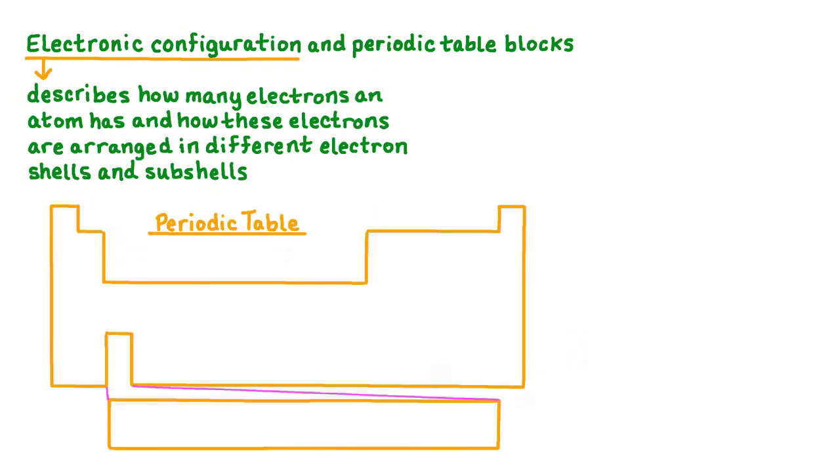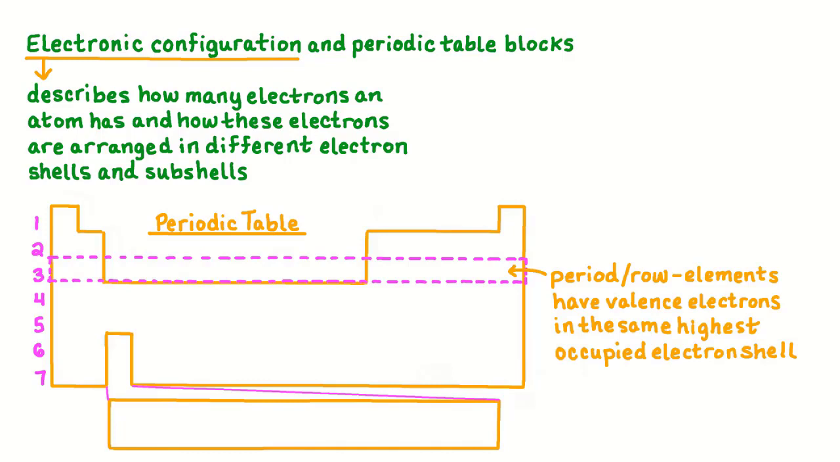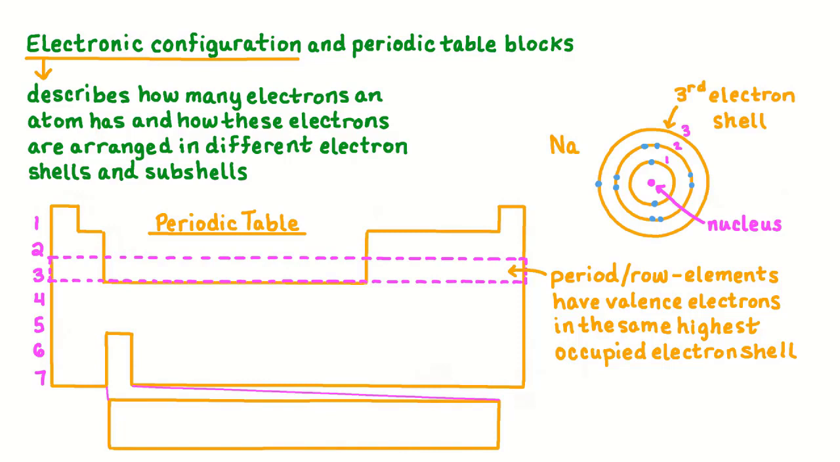On the periodic table, a period or horizontal row contains elements which have valence electrons in the same highest occupied electron shell. For example, sodium and all of the elements in period 3 will have valence electrons in the third electron shell. However, the arrangement of electrons within electron shells is more complicated than what we've shown here. Inside the electron shells are subshells, which have a letter code based on the type of orbitals they contain. There are s, p, d, and f subshells.